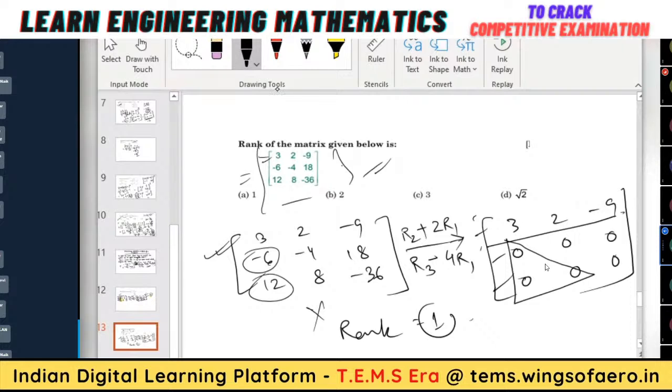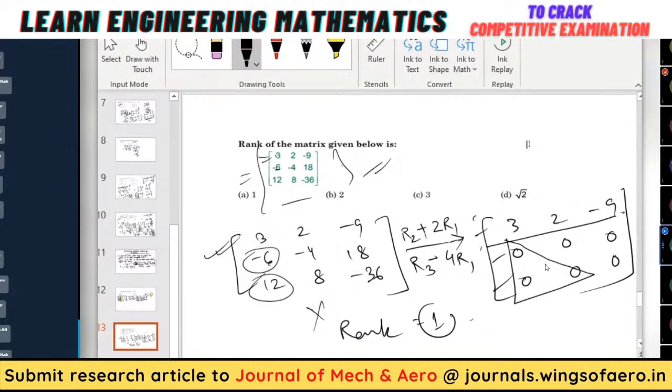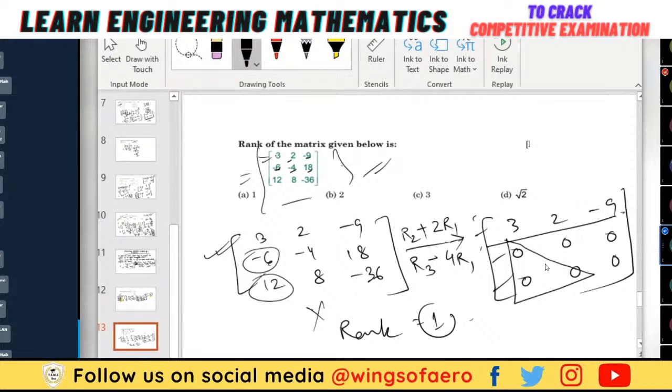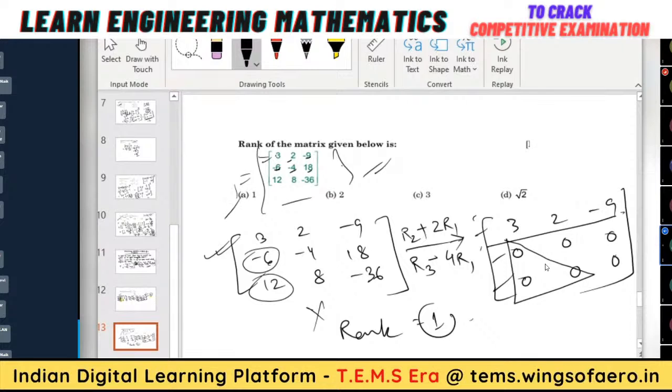Because look at this, everything is a multiplication of 3 and 2. Minus 6, minus 4 and 18. And look at this, signs are also different. This is plus, this is minus. This is plus, this is minus, this is minus, this is plus. So whenever you find this kind of matrix, don't operate anything, just blindly you can say 1 is the rank. It depends on the practice and nothing else. Okay, sir. Okay.